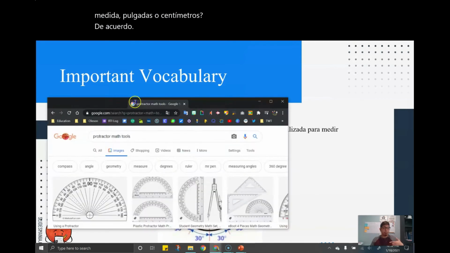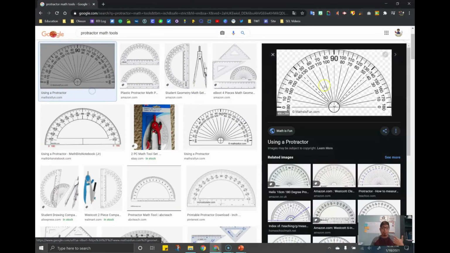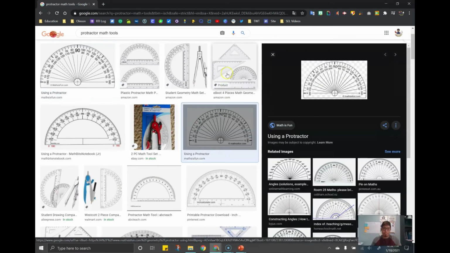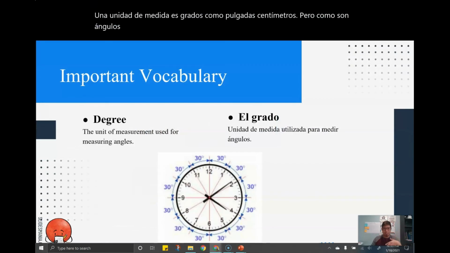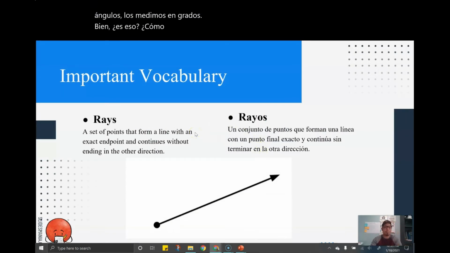We have another tool in math class that's called a protractor. A protractor is a tool that we use to measure angles in degrees. Degrees is a unit of measurement. So the protractor is like the ruler, which is a tool, and the unit of measurement is degrees, like inches or centimeters, but because it's angles, we measure them in degrees. Does that make more sense? I hope it does.